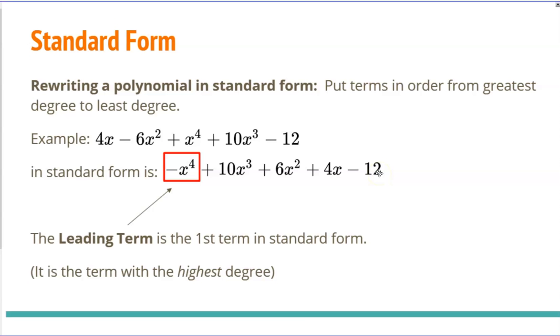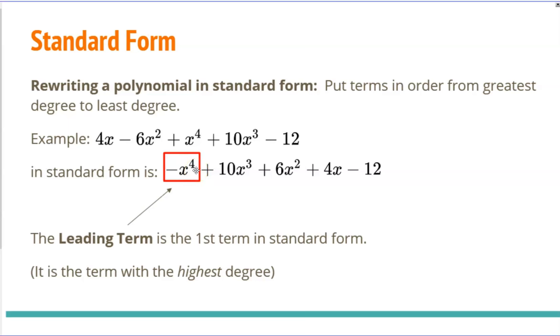Also in this standard form, we recognize the very first term is special. It is called the leading term. This leading term is going to help us when we talk about turns in our graph, when we talk about end behavior in our graph. We're going to refer to our leading term often. So it has our leading coefficient, which is the first coefficient. In this case, it would be a -1. It also has the degree of the entire polynomial, which is a 4.